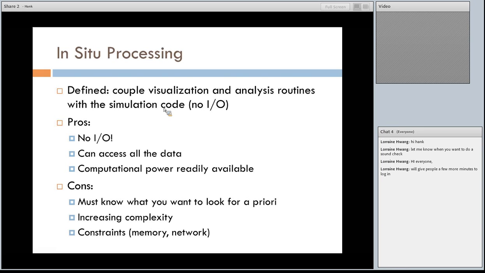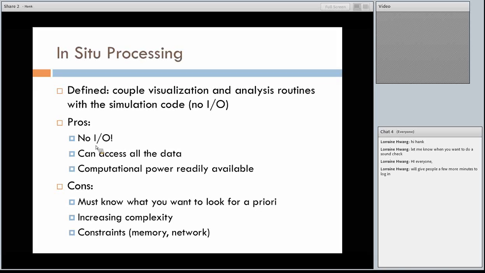Another thing that's good about it is you can access all of the data. Typically people save out maybe 1 out of every 100 cycles or 1 out of every 500 cycles. And so then all you can analyze is that much data. And so with in situ techniques, you can actually access the data every cycle if you want to. Another thing that's good about it is you're running on the supercomputer while the simulation's running, and so there's a lot of computational power available. So those are the good things.